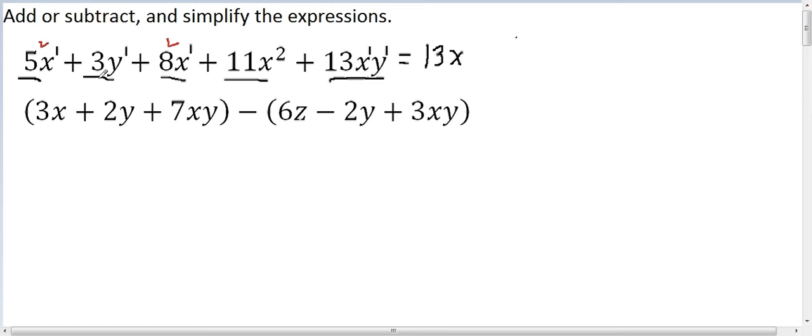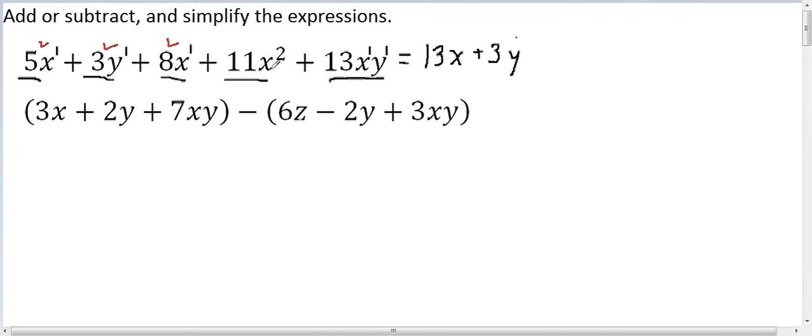Next, let's take a look at this term, 3y to the first power. The only other term with y is this, and the exponents do match up, but this term has x, while this term doesn't. So this term doesn't combine with anything else, and we can write this as 3y. Okay, so we're finished with this term.